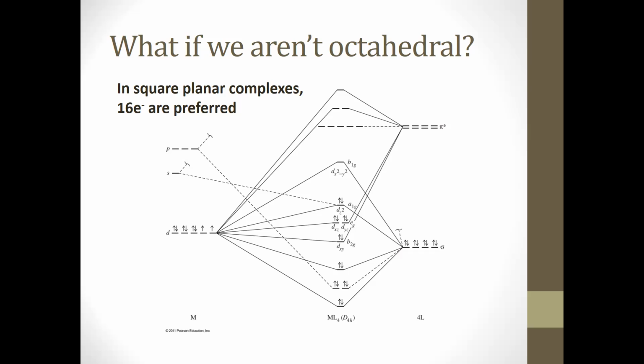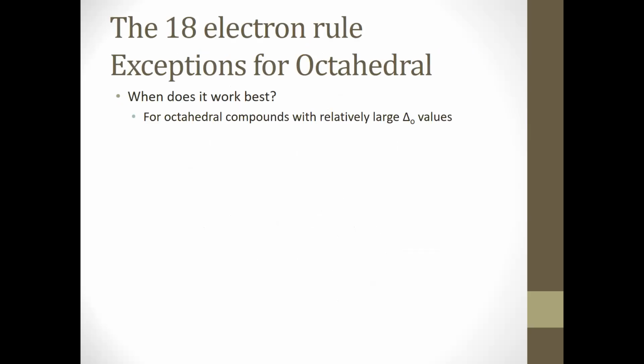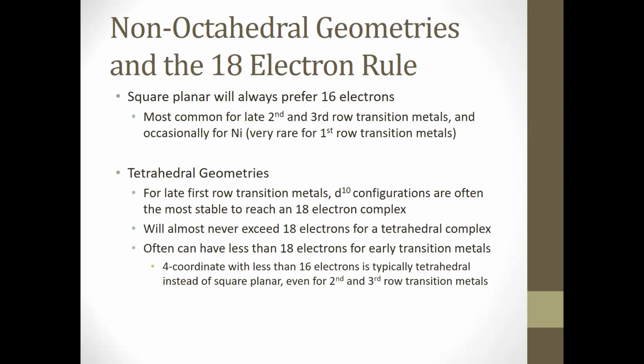So if you have a 16 electron compound and it's 4 coordinate, it's probably going to prefer square planar. Pretty much all of our late transition metals, and I think I have this in the next slide here as well. Yeah. So things that are square planar are typically always going to prefer 16 electrons. It's most common for second and third row transition metals, especially the late ones.